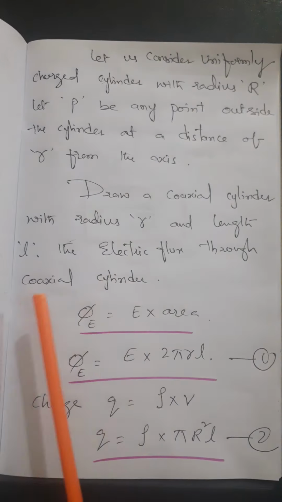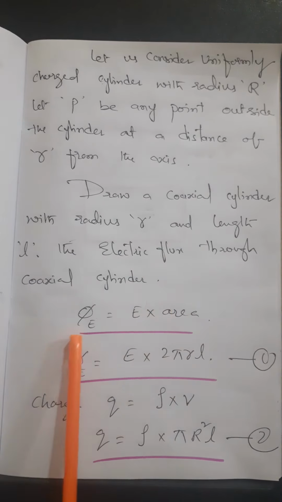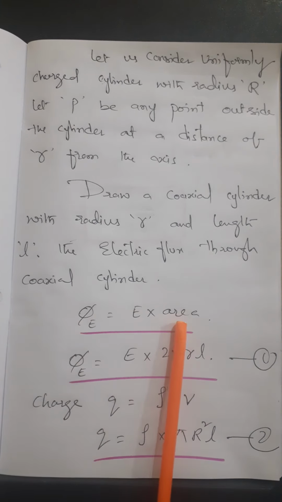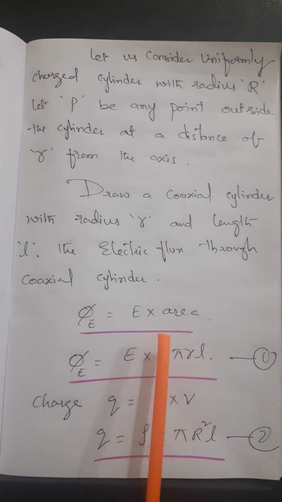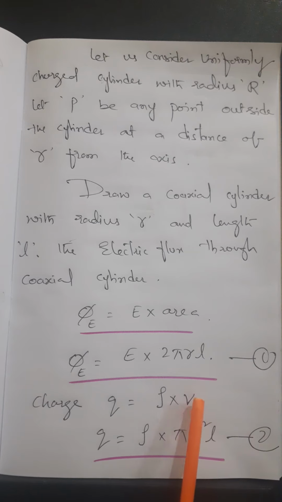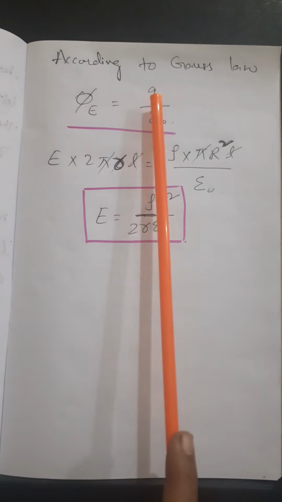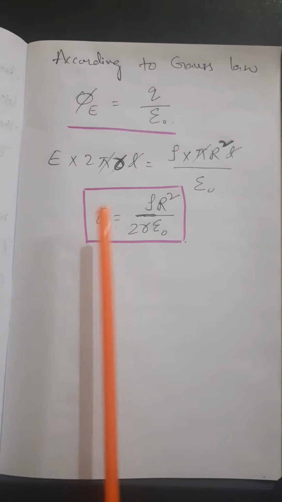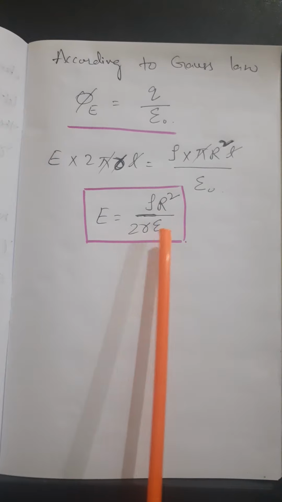Now we can write the electric flux through the coaxial cylinder. Same as before, phi E is equal to E into the area of the coaxial cylinder. The area of that is 2 pi rL. Next, the charge can be written as rho into V. So the volume of the cylinder is pi R square L. Now from equations 1 and 2, according to the Gauss law, phi E is equal to Q by epsilon naught. If we cancel these terms, then E is equal to rho R square by 2 r epsilon naught.